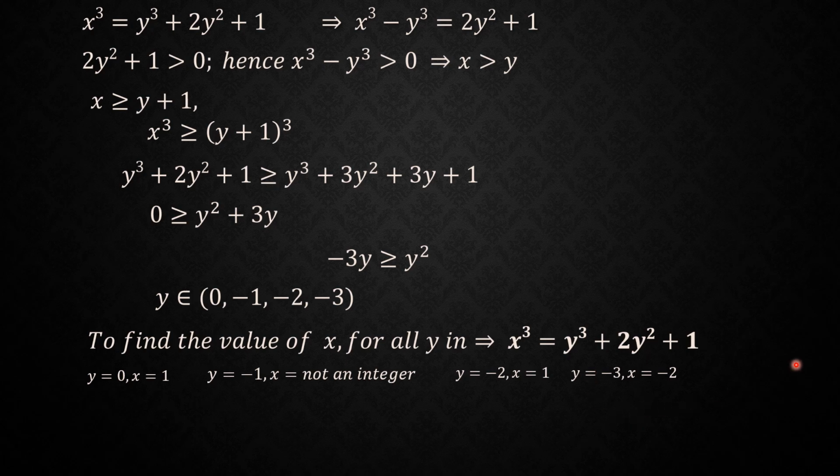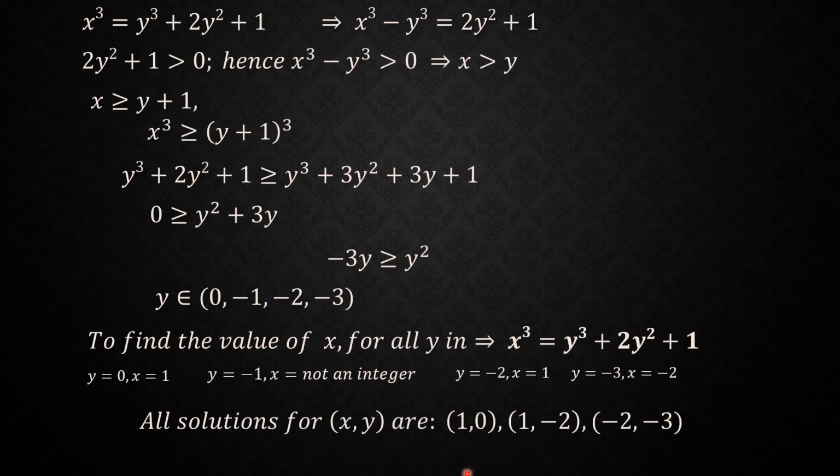So all the possible solutions for this equation, x cubed equals y cubed plus 2y squared plus 1, we get the answer as 3 pairs of x and y: (1, 0), (1, minus 2) and (minus 2, minus 3).